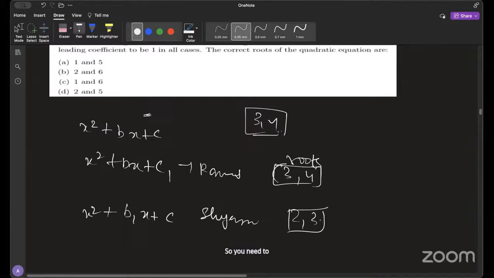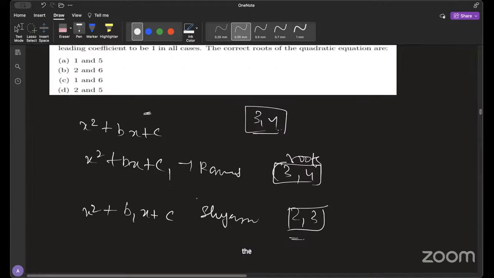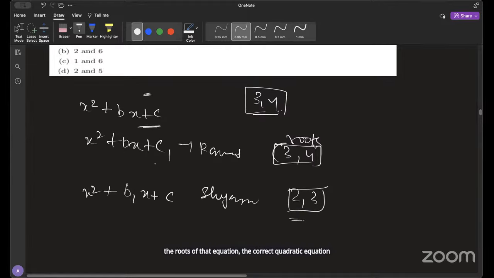So you need to find the quadratic equation, and then you find the roots of that equation, the correct quadratic equation. This is what you have to find.